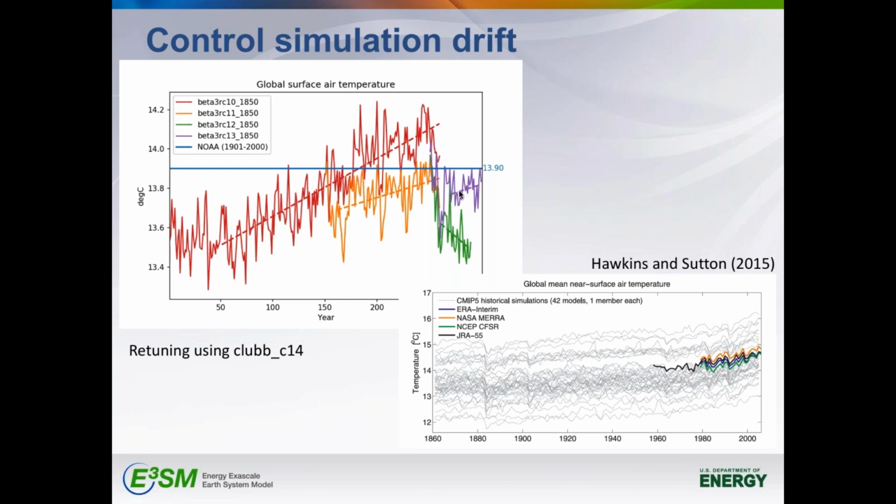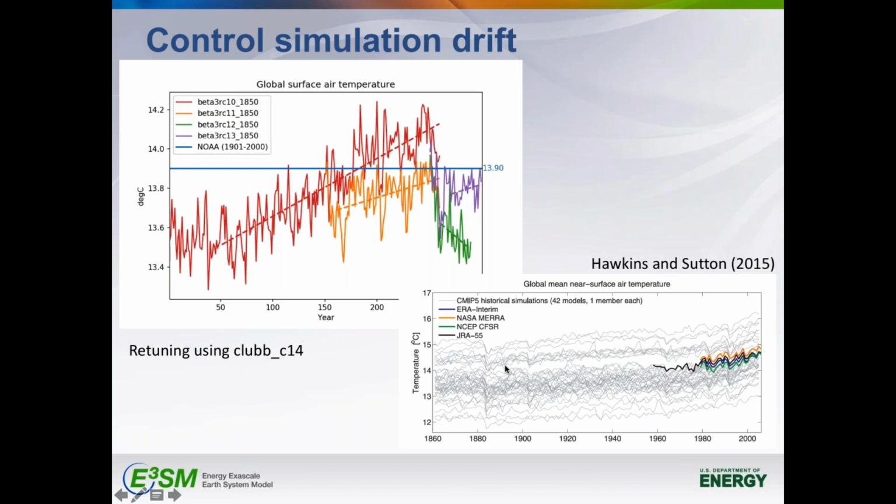So I'm hoping that RC13, or maybe one final tweak, will give us a control simulation that drifts a lot less. I would like the drift to be substantially less than 0.1 Kelvin per century so that we can run 500 years without having to worry too much about the drift. In terms of global mean surface temperature, we are roughly around 13.8 degrees Celsius.